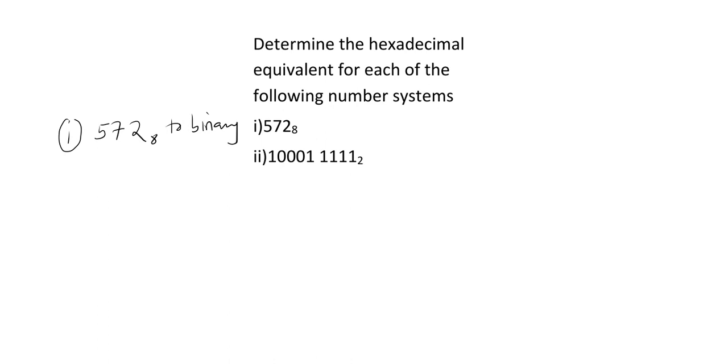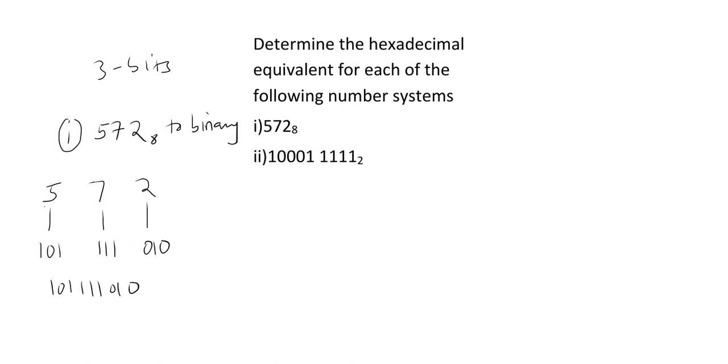When changing octal to binary, we normally know that in octal we code the binary number in 3 bits. So we have the 572. We are going to write the equivalent binary number of this, but using 3 bits. So 5 is normally 101, 7 is 111, and 2 is 010. So our number in binary now is 101 111 010.